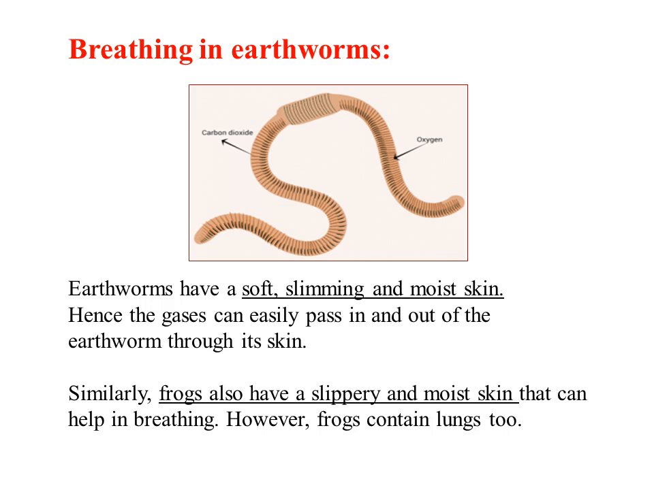Okay. Next, how breathing in earthworm takes place. Have you seen earthworms? Earthworms are also called farmer's friend. And earthworms have a soft, slimy and moist skin. Hence, the gases can easily pass in and out of the earthworm through its skin. So breathing takes place through their soft, slimy, moist skin. Similarly, frogs also have slippery and moist skin that can help in breathing. However, frogs contain lungs too. That you will discuss in breathing in amphibians.